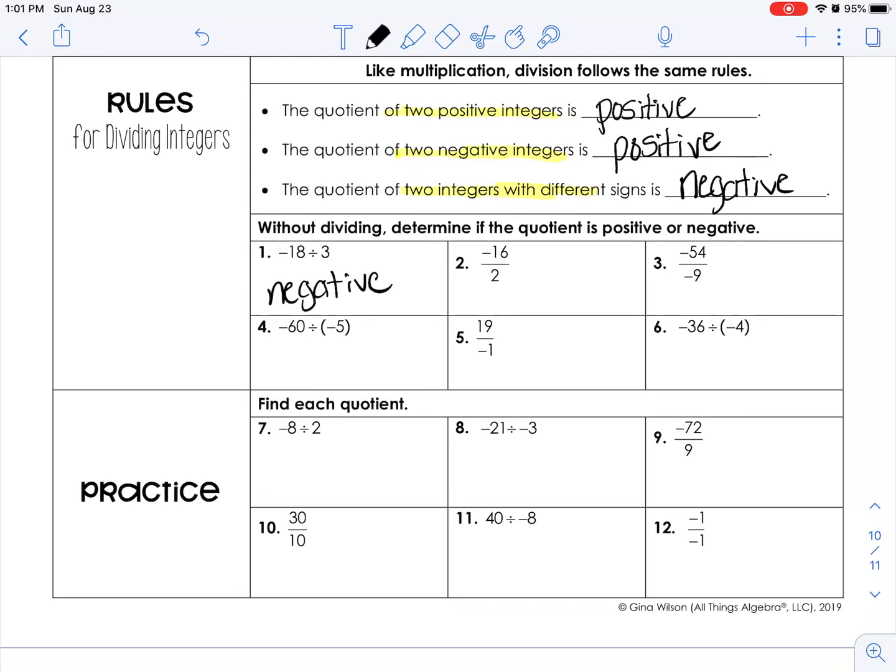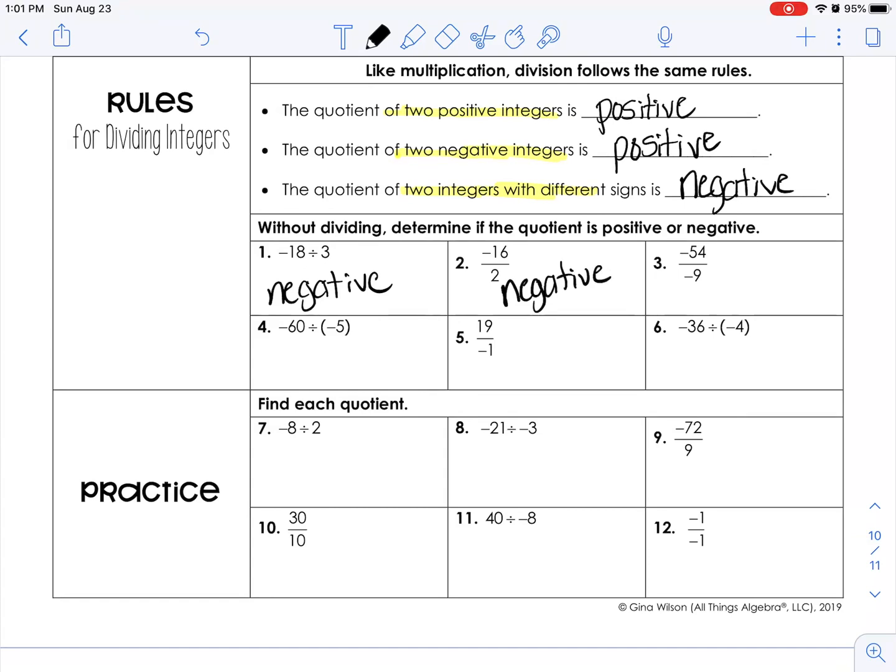Number 2, they've written the division a different way using the fraction bar. Negative 16 divided by 2. Again, we have 2 different signs. We have a negative and then we have a positive. So that's going to result in a negative answer.